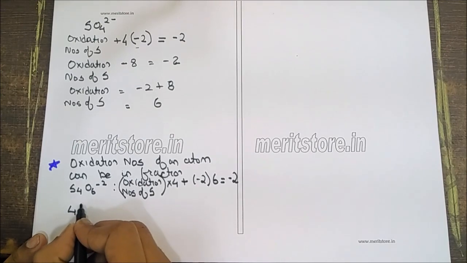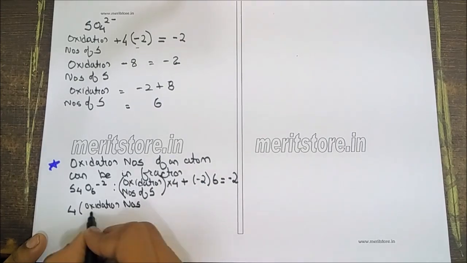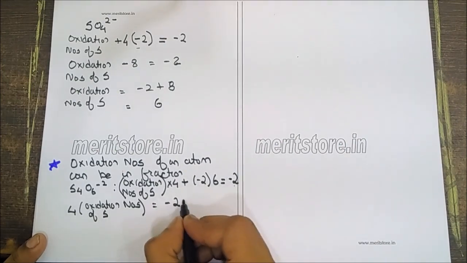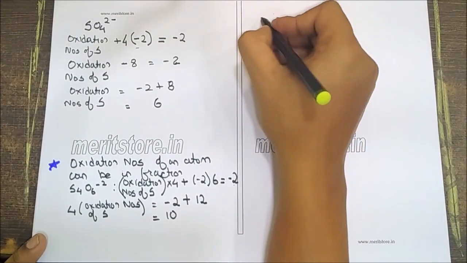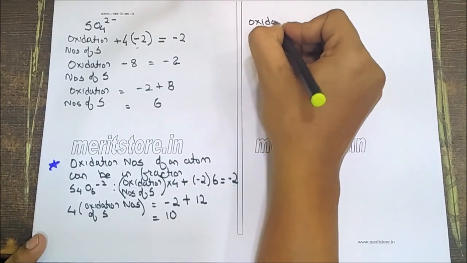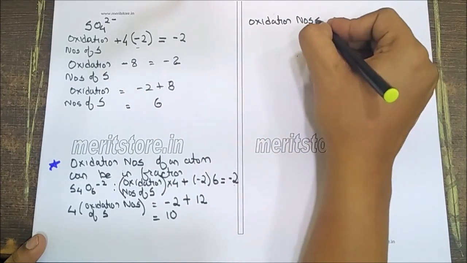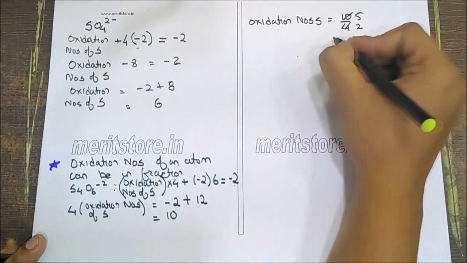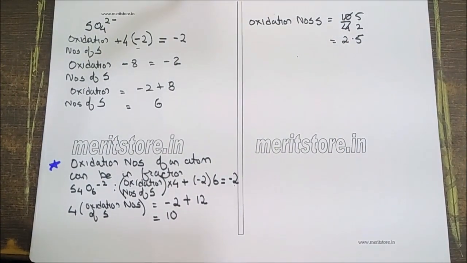So it follows 4 into the oxidation number of sulfur would be equal to minus 2, and this minus 12, when it goes on the other side, will become plus 12. So this is 10, and hence the oxidation number of sulfur would be 10 divided by 4, which will give you 2.5. So each atom of sulfur here is having an oxidation number of 2.5.